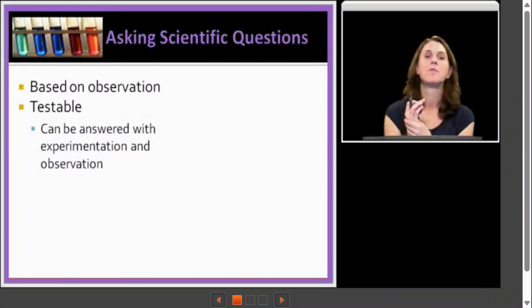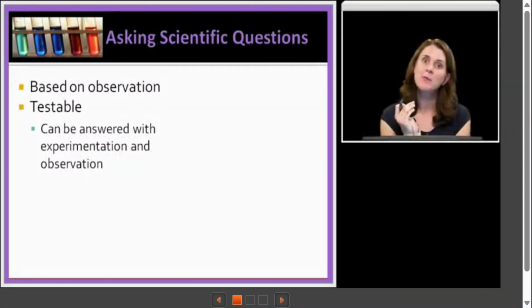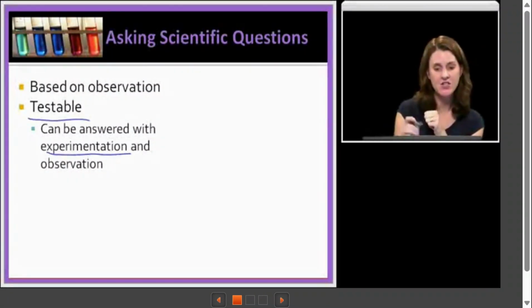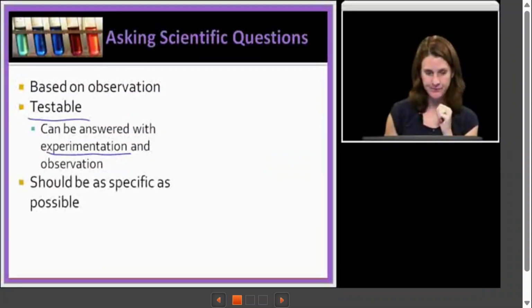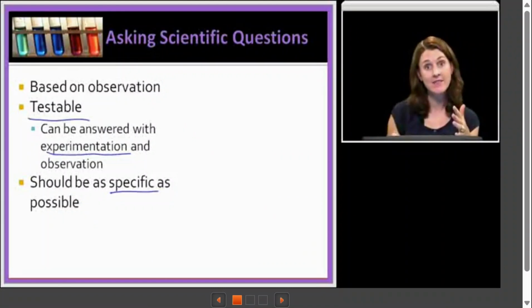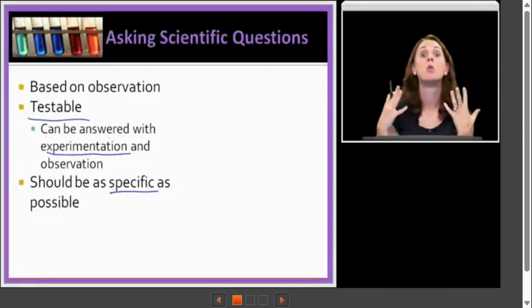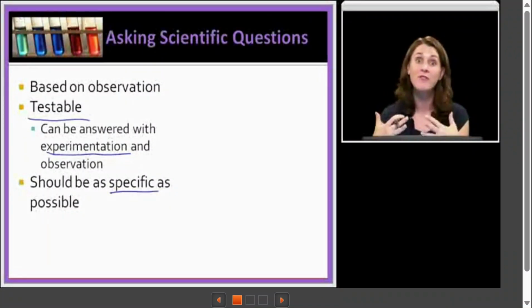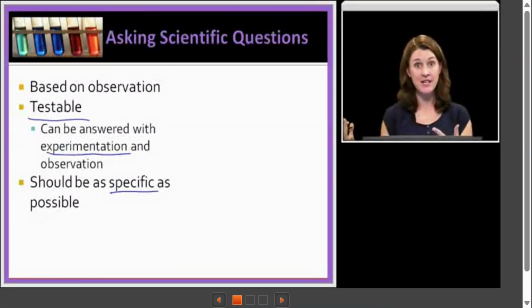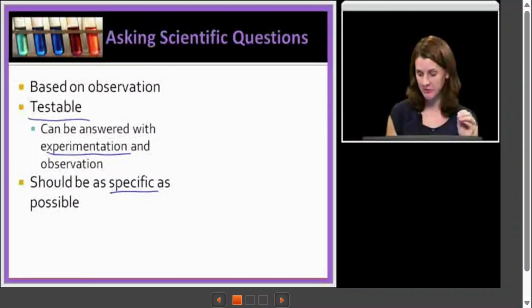All right, now, based on your observations, you're going to want to come up with a scientific question that you could eventually run an experiment about. That's what we mean when we say testable. Can it be answered with experimentation and observation? So we need to be as specific as possible when we're posing a scientific question so that in our experiment, we're able to test just one factor or one variable at a time. If we have too broad of a topic, there'd be too many different variables to consider, and you wouldn't know why you got the results you did. So you always want to try to be as specific as possible.